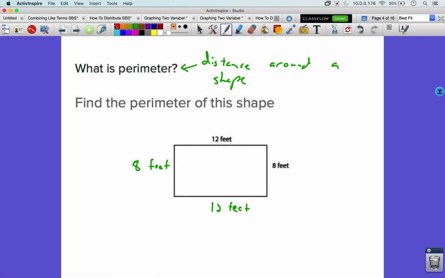And now we can add them up. So 12 plus 8 plus 12 plus 8. This is technically each of these is feet, but I'll just add it up without the word feet. This becomes a 20. We can pair this off to become a 20. Together these become a 40, and now we can bring the unit back in. This is 40 feet all the way around.